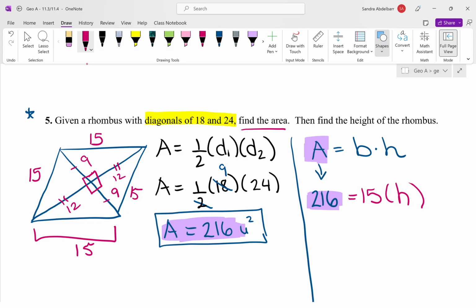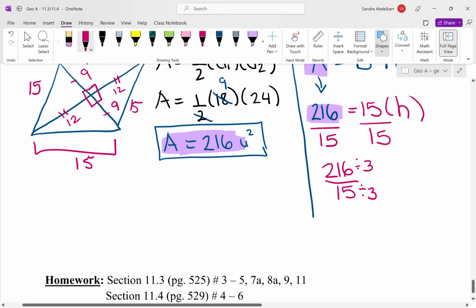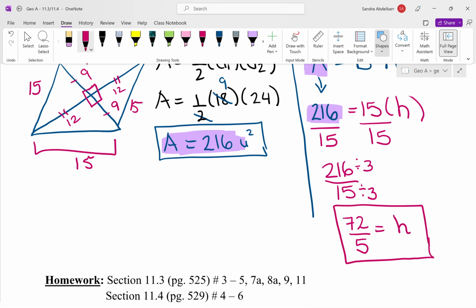What are we going to do now? Divide by 15 on both sides. So we're going to get 216 over 15. Wait, 2 plus 1 is 3 plus 6 is 7. We could divide, it's going to be a decimal, but we can just simplify this. We can divide by 3, top and bottom. When we divide by 3, it's going to be 72 over 5 equals H. And I can't simplify anymore, so we just leave it at that.